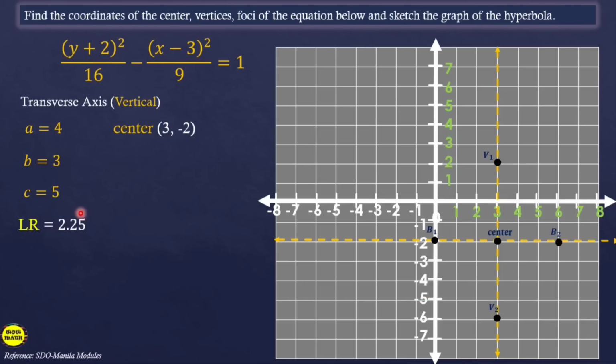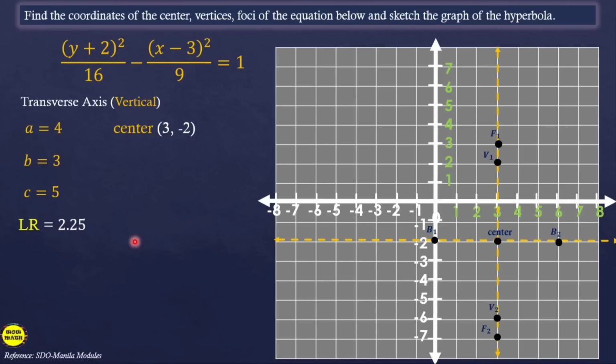Okay. Next is yung value ng C. Yung value ng C is yung distance mula kay center papuntang focus natin. So, magmumove tayo ng up and down kasi nandito yung transverse axis natin. So, 1, 2, 3, 4, 5. So, nandito yung unang focus natin or yung F sub 1 natin. And then, mula sa center, baba tayo ng 5. 1, 2, 3, 4, 5. So, nandito yung pangalawang focus natin or yung F sub 2 natin.